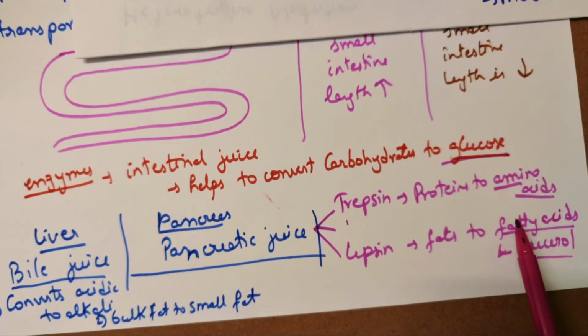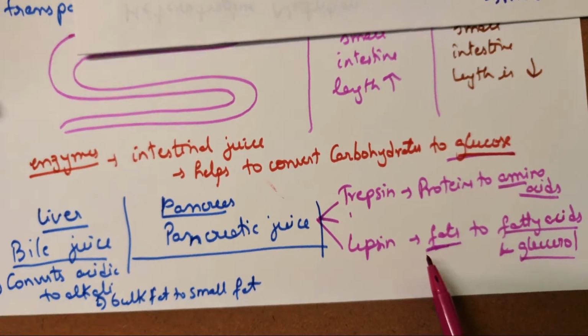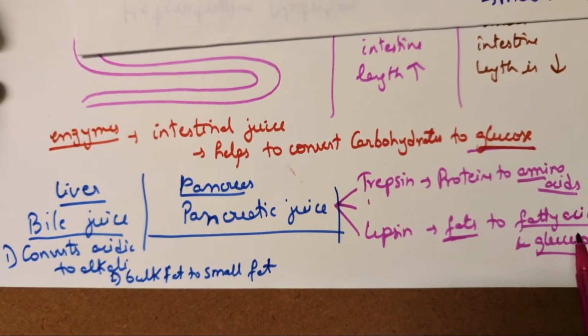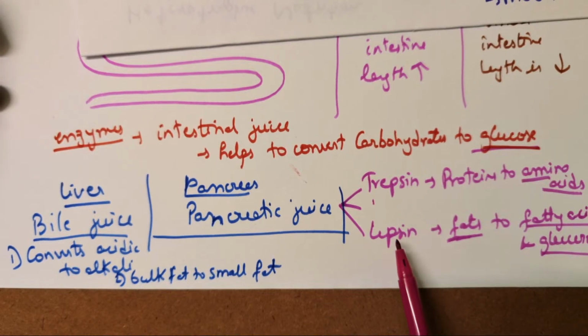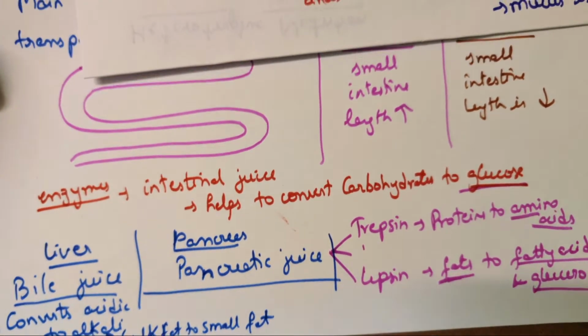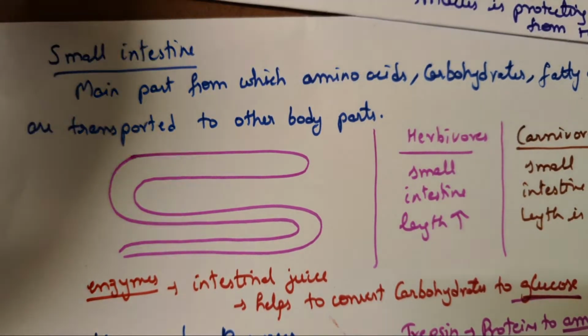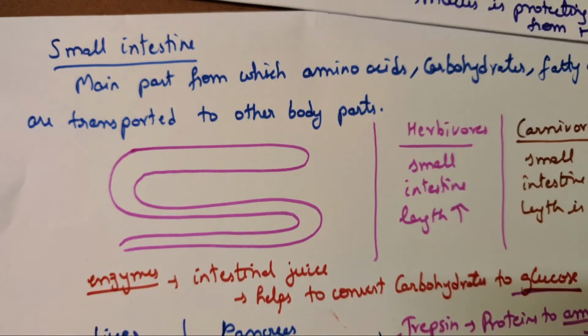And these fatty acids, the fats are small fats because the liver already helped to break down larger fats to smaller fats. So this is already done. The smaller fats are converted into fatty acids and glycerol using pancreatic juice enzymes. Okay. Now in the small intestine we have all the required products which are glucose, amino acids, fatty acids and glycerol. Now this has to be moved to the other parts of the body. How will it be done?